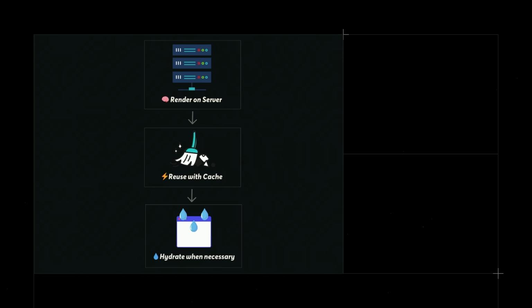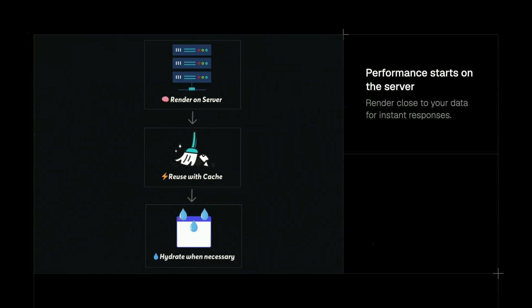So this is how it works. Performance starts directly on the server. I would render close to the data for instant responses. I would repurpose that data with cache and hydrate only when necessary. This allowed me to cache smart and hydrate light. It allowed me to keep my app snappy and lightweight, minimal JavaScript, maximum performance.